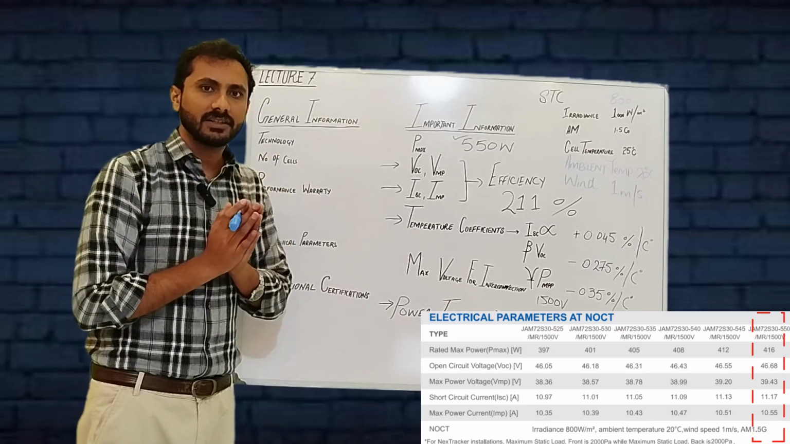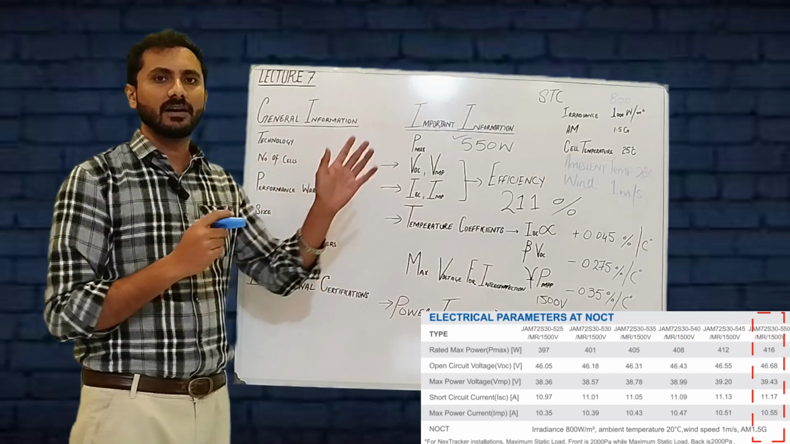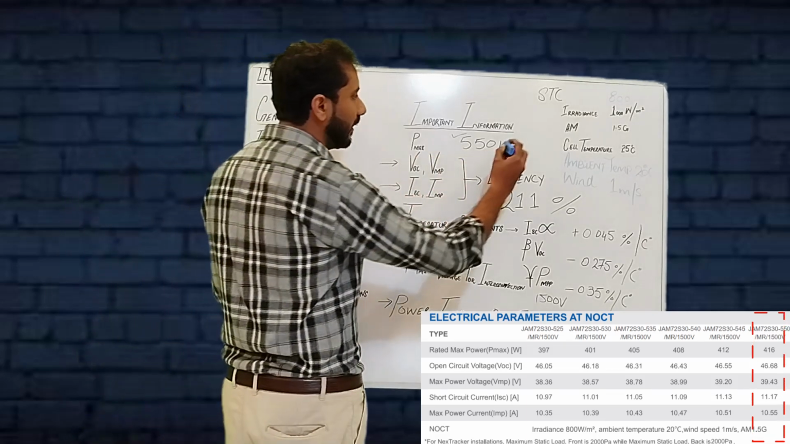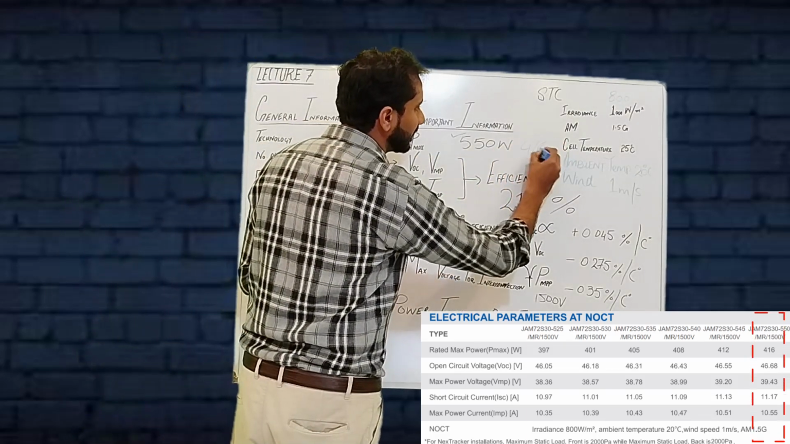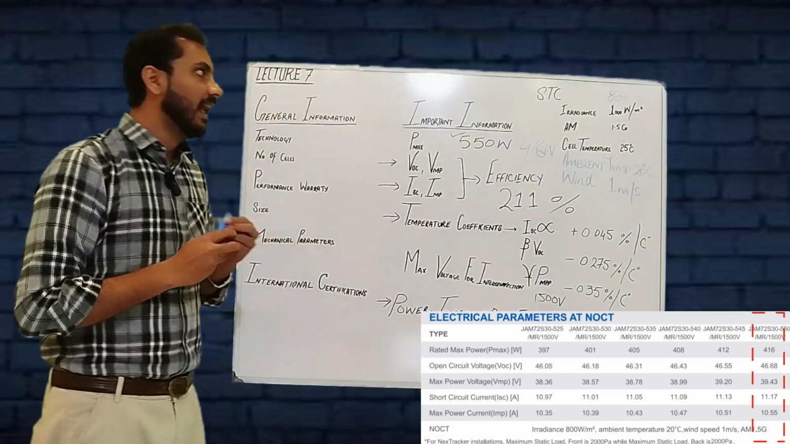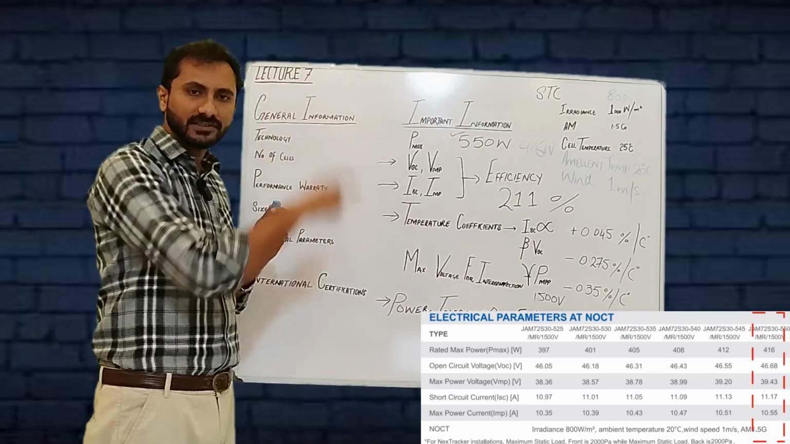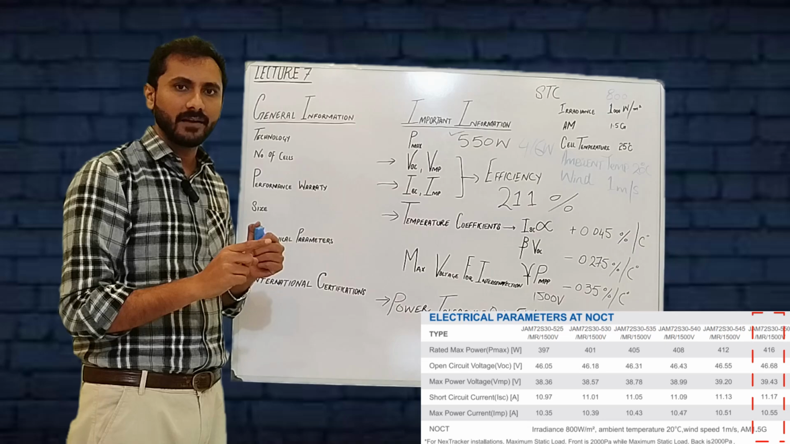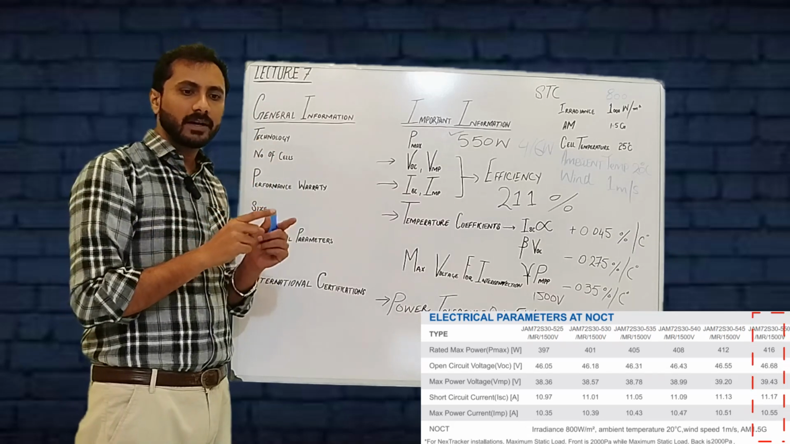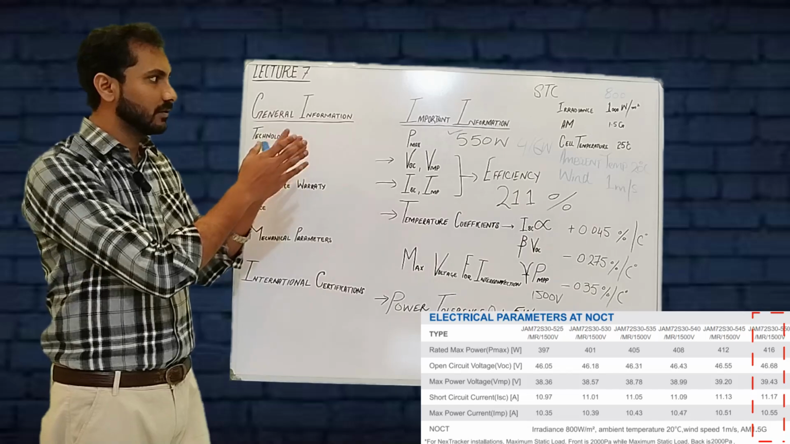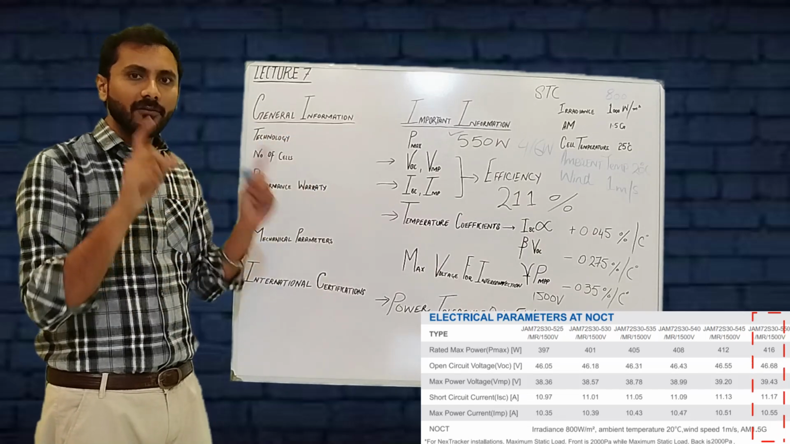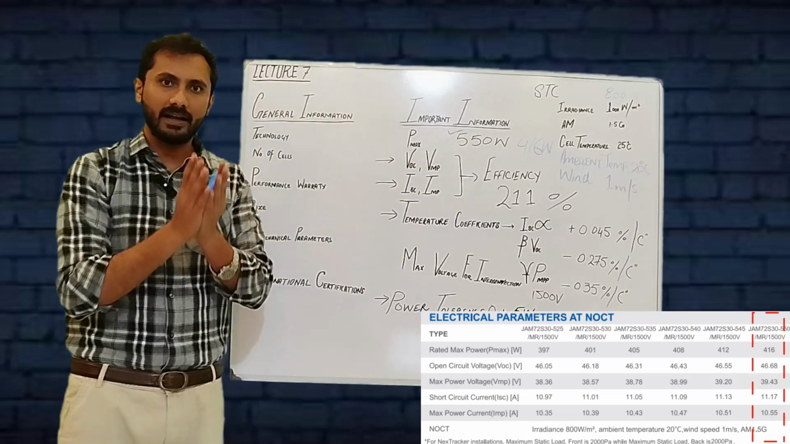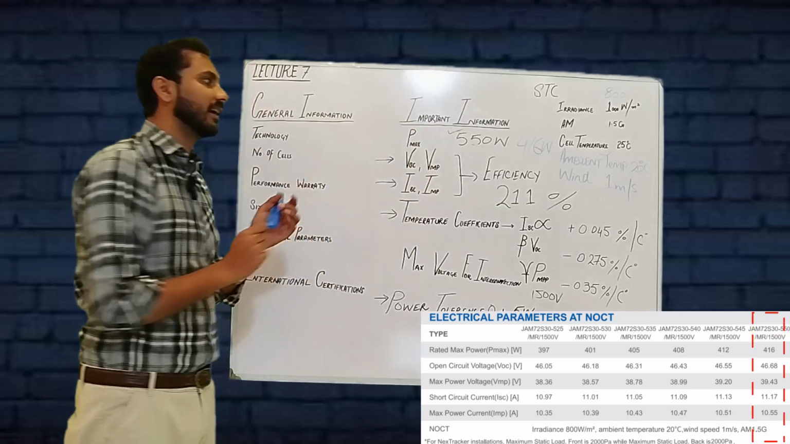At this temperature condition, our solar panel will reduce the power. The power will be around, instead of 550 watt, 416 watt. Okay. At these conditions, when the sun radiance is 800 watt per meter square, angle modifier is 1.5, the wind velocity is 1 meter per second, and ambient temperature instead of cell temperature is 20 degrees centigrade, our solar panel will produce 416 watts of energy instead of producing 550 watt.